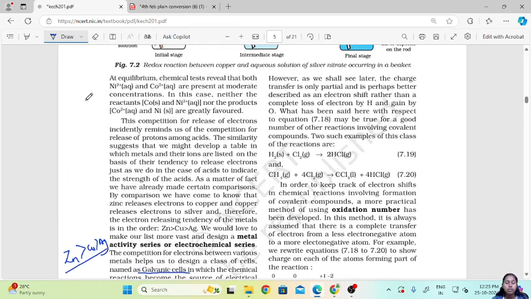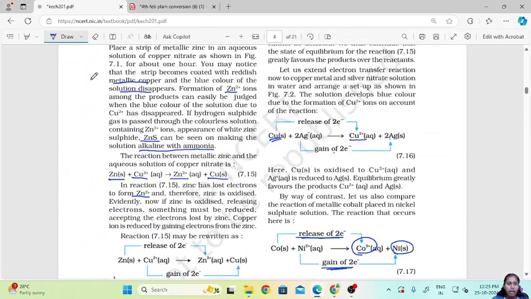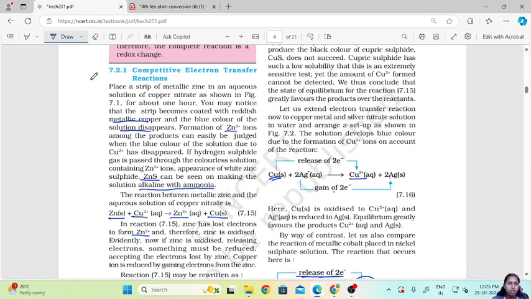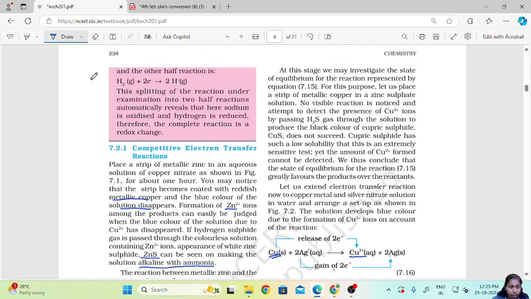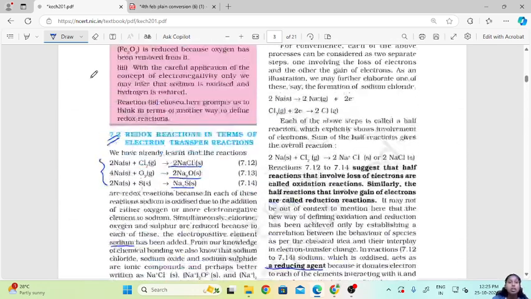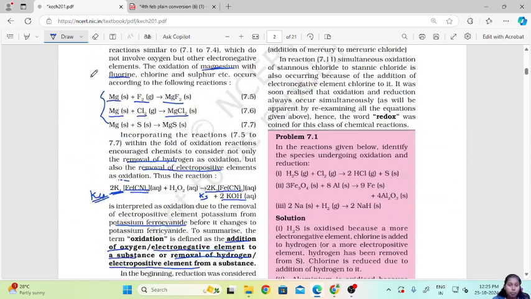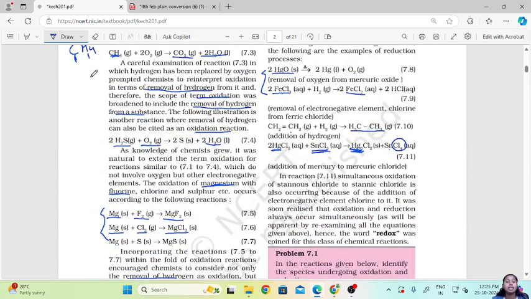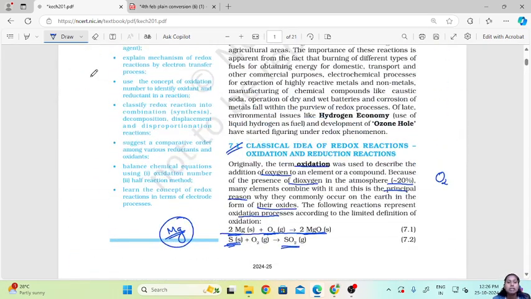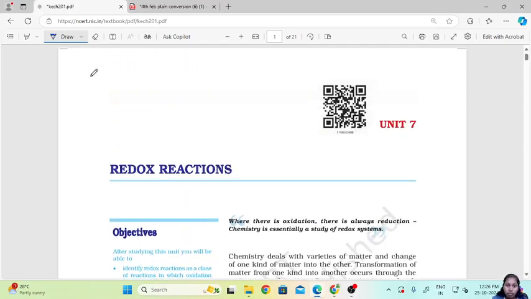So in today's video we have basically seen the redox reaction, what is oxidation, what is reduction, and their definitions. We have seen competitive electron transfer reactions. We have also seen redox reactions in terms of electron transfer reactions, the exact definitions of oxidation and reduction, and on what basis the definitions were given. These are the things that we have seen in today's video.